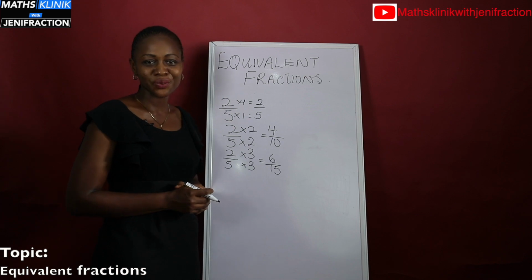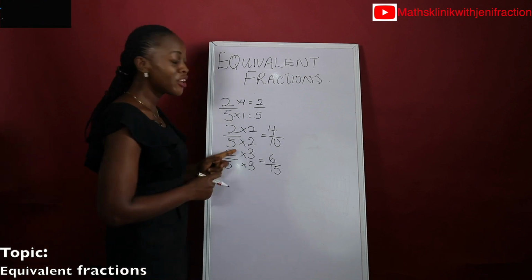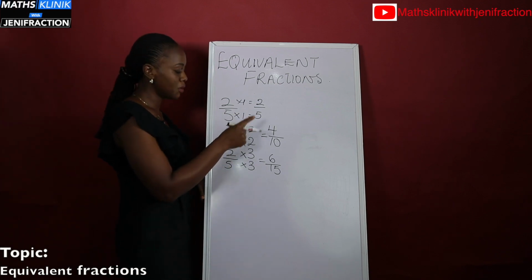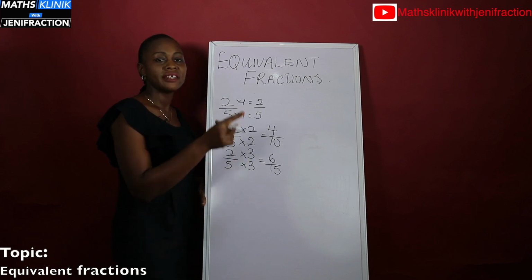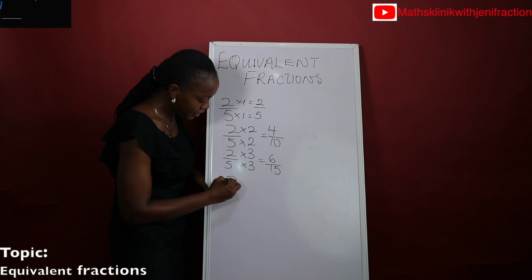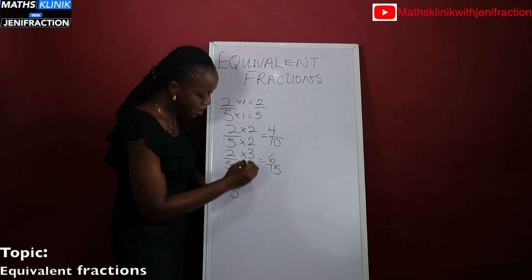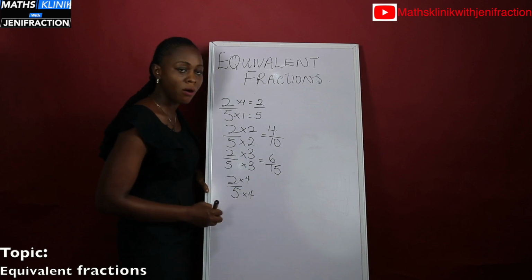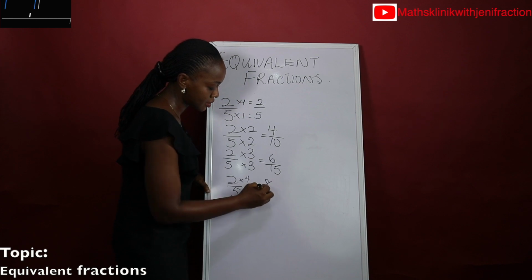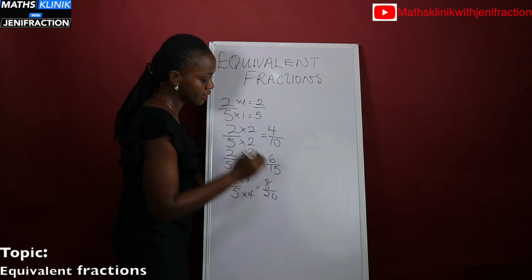How do we get the next one? Can you say it to yourself? Good. We multiply by 4. We have multiplied by 2, multiplied by 3. The next one is to multiply by 4. So we still have 2 over 5 times 4 over 4. So we have 2 times 4, 8, over 5 times 4, 20.